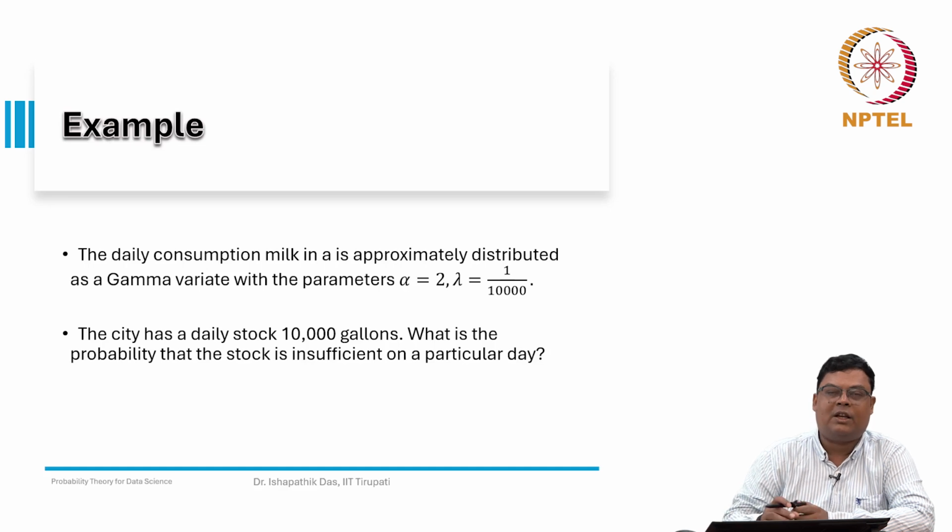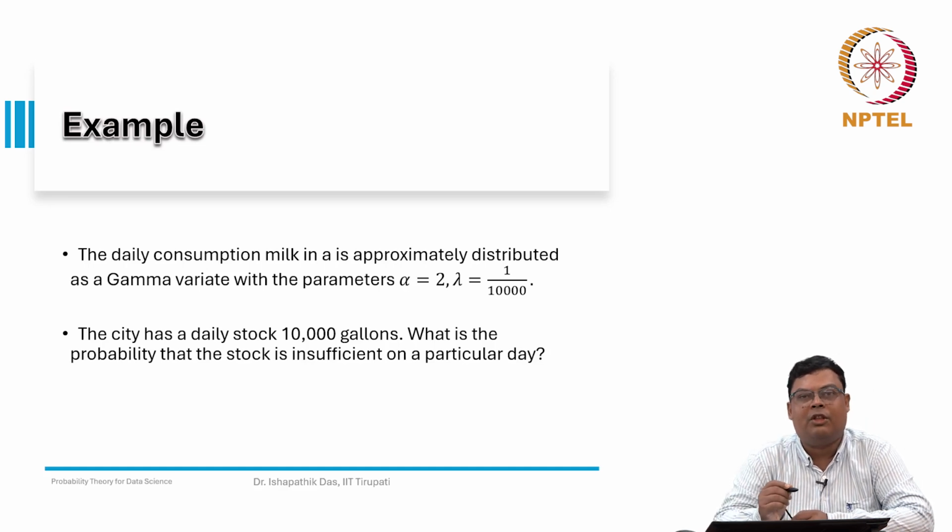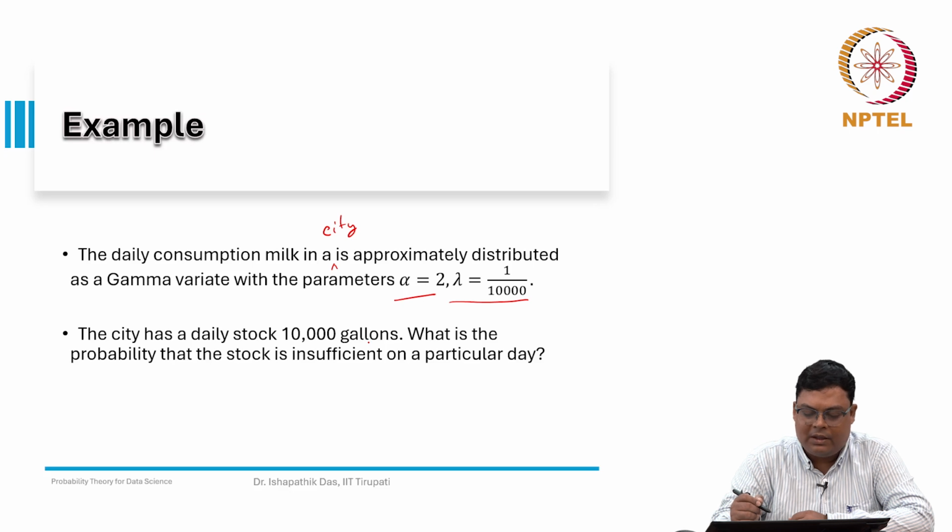So, let us do a numerical example so that we can apply the gamma distribution. The daily consumption of milk in a city is approximately distributed as a gamma variate with parameters alpha equal to 2 and lambda equal to 1 by 10,000. The city has a daily stock of 10,000 gallons. What is the probability that the stock is insufficient on a particular day?